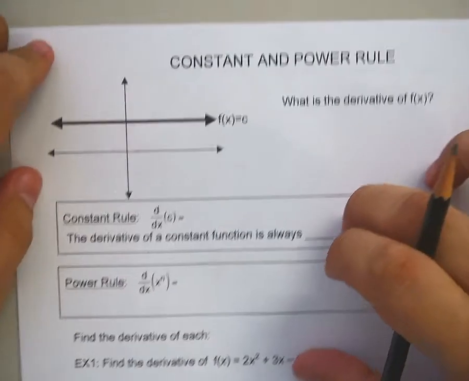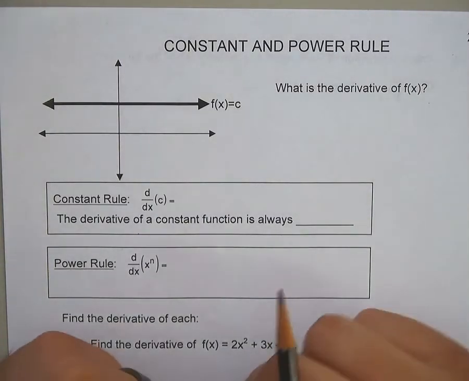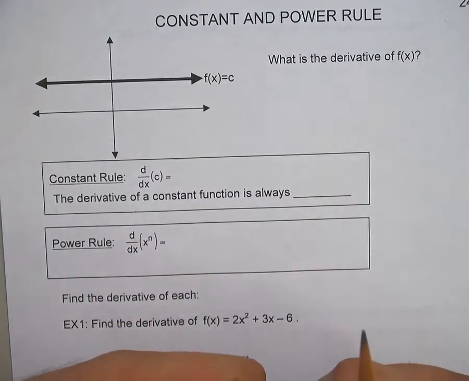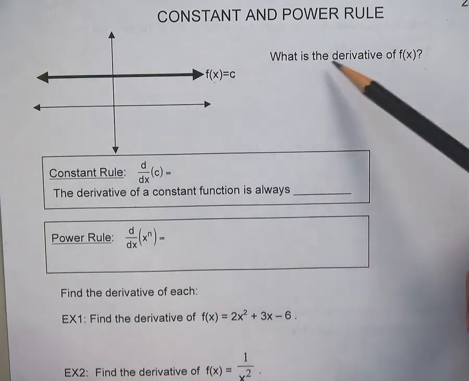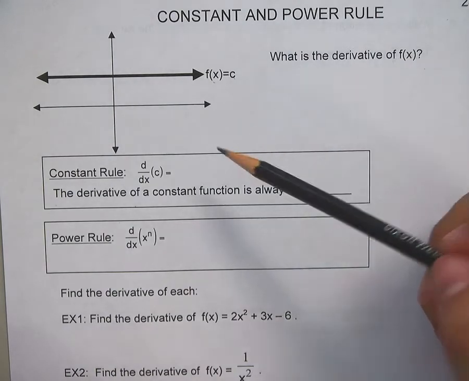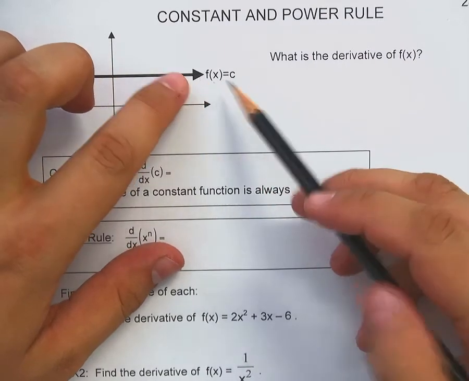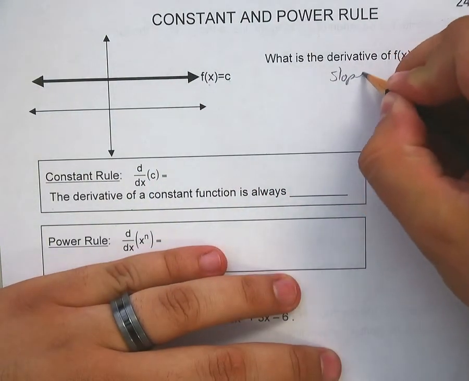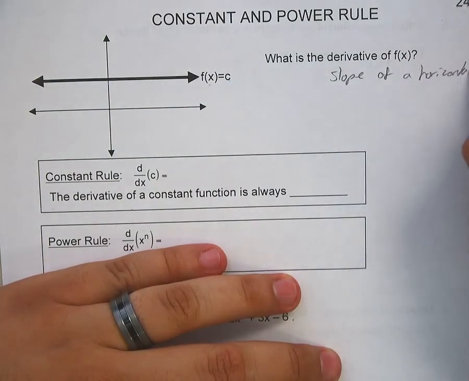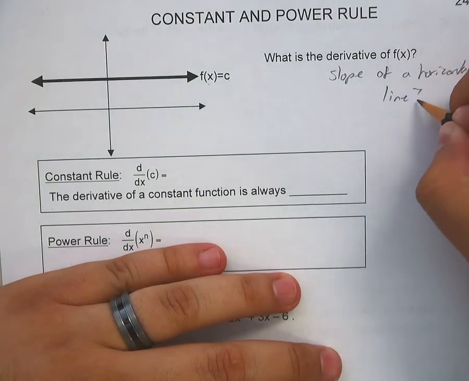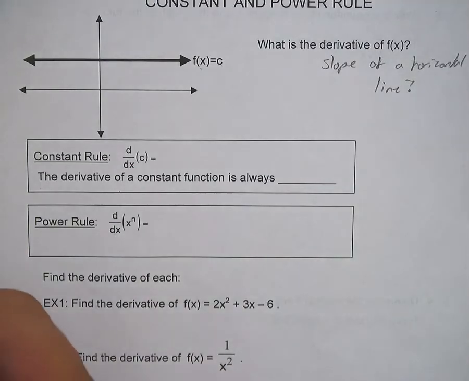So today we're going to be talking about the constant and the power rule. The constant rule deals with when you have a constant, such as this. If you have f of x is c, what's the derivative of f of x? If you have a constant, what's the slope of that line? What's the slope of a horizontal line? That's what it's asking here. Well, the slope is zero, isn't it?